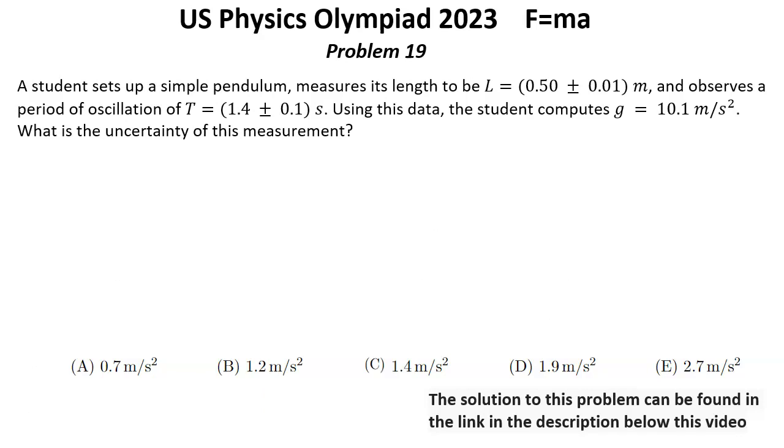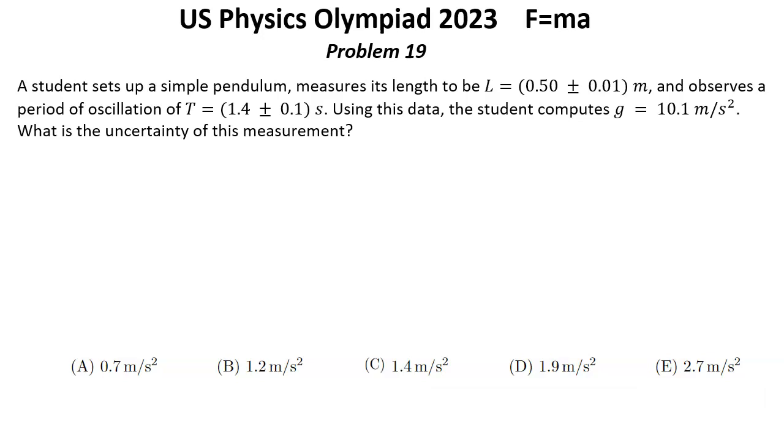Problem number 19. A student sets up a simple pendulum, measures its length to be L equal 0.50 plus minus 0.01 meters, and observes a period of oscillation of T equal 1.4 plus minus 0.1 seconds. Using this data, the student computes g equal 10.1 meters per second squared. What is the uncertainty of this measurement?